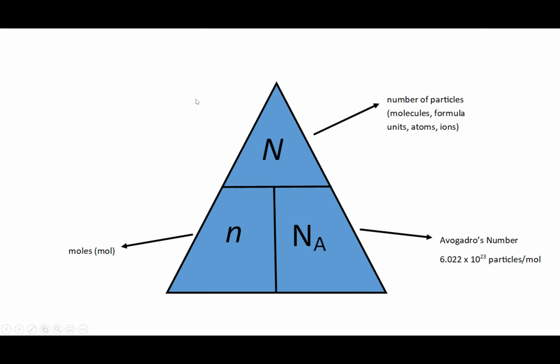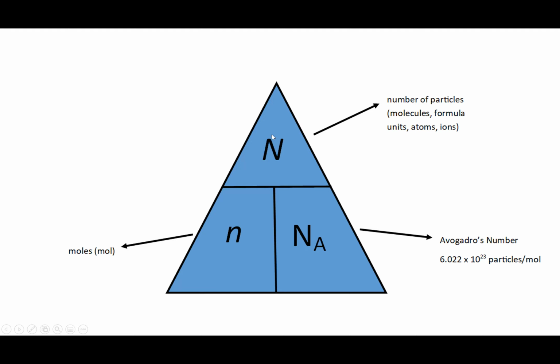What I have here, and this is also in your notes, is the triangle version of this relationship so that you can convert between them. Ideally, you're using the formula: number of particles is equal to number of moles times Avogadro's number, and you're rearranging it for what you're finding. But this is also a helpful tool just if you want to set it up for yourself so that you can rearrange it without making an error.